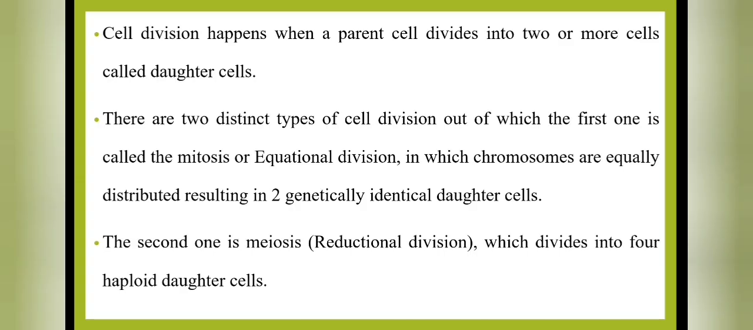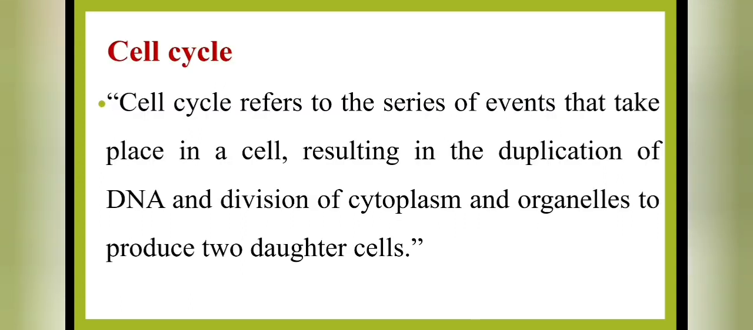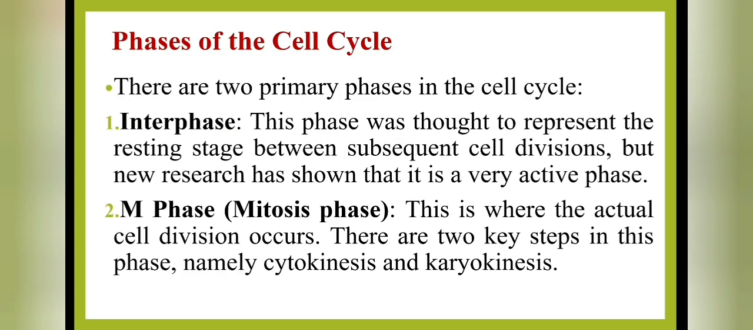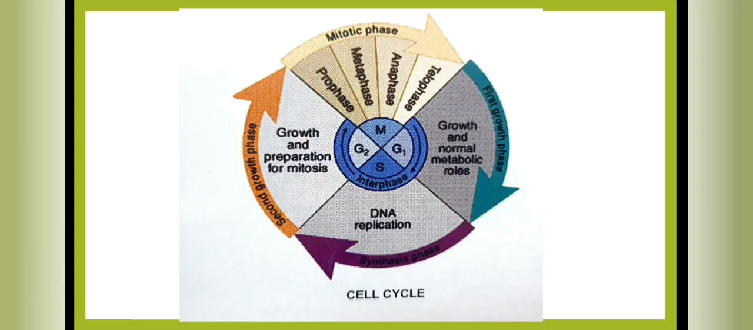Then about the cell cycle, how a cell divides. So the cell cycle means all the events that take place resulting in duplication of DNA and division of cytoplasm, as well as all the organelles, and finally forming two daughter cells. The different phases of the cell cycle are interphase and M phase, or the actual division phase. Interphase is the preparatory and most active phase, which consists of your G1, S, and G2 phases. Then the M phase consists of prophase, metaphase, anaphase, telophase, PMAT.